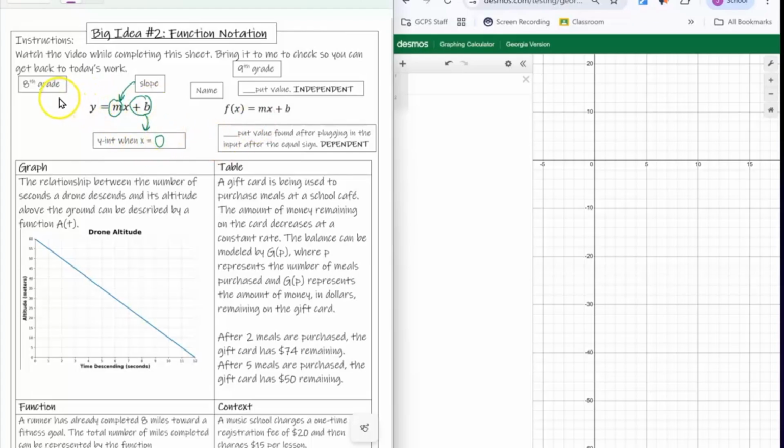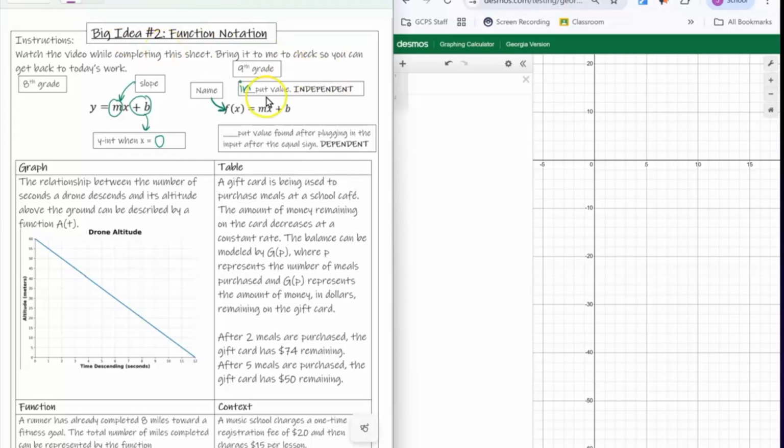Okay, the only difference from your 8th grade work moving into your 9th grade work is that we replace the y with f of x. It just gives us a little bit more detail. And that detail is this letter f represents the name of the function. So this is the name of the function. The x represents the input of your function. What are you putting into the function?